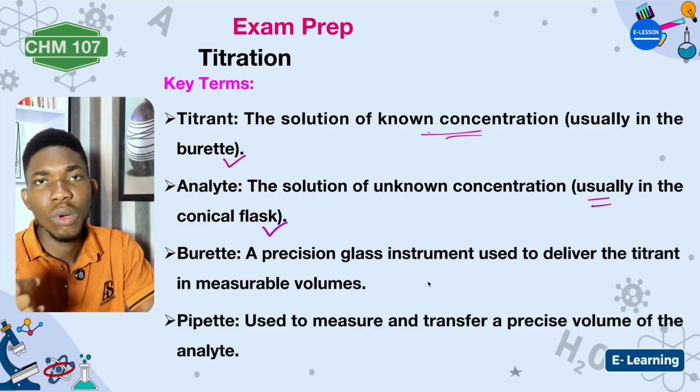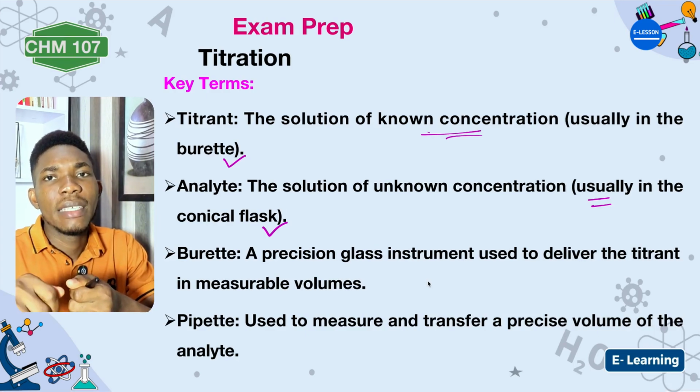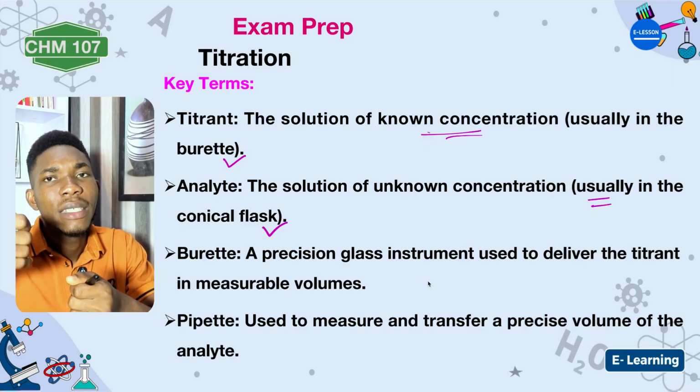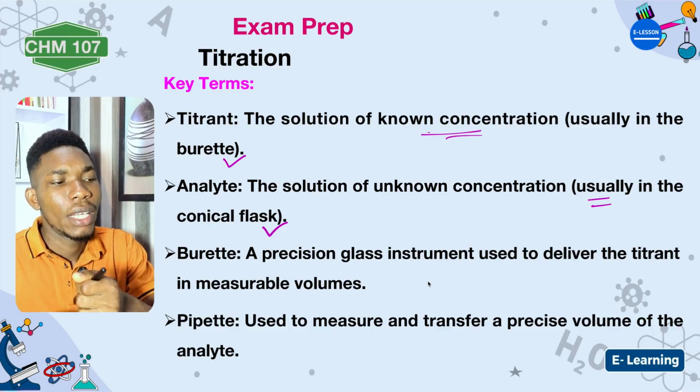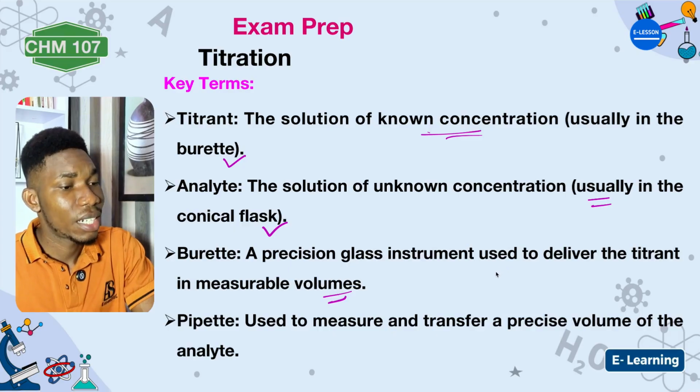You know the burette, the one that you open small. It has a stop cock that you can tighten to stop some liquid, not the analyte, the titrant, from going into the analyte. Are you getting it? To deliver the titrant in measurable volume. So what is in the burette is the titrant.